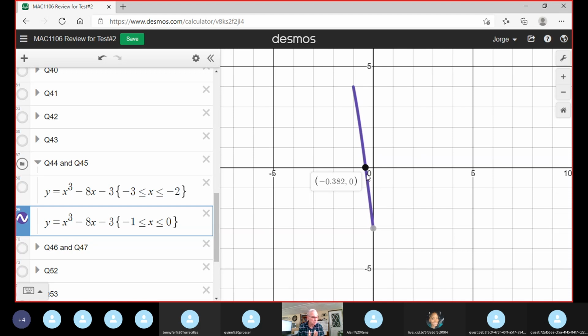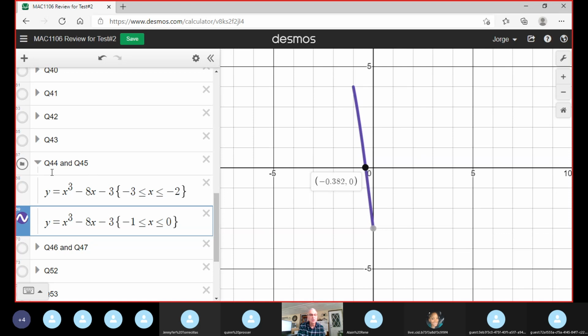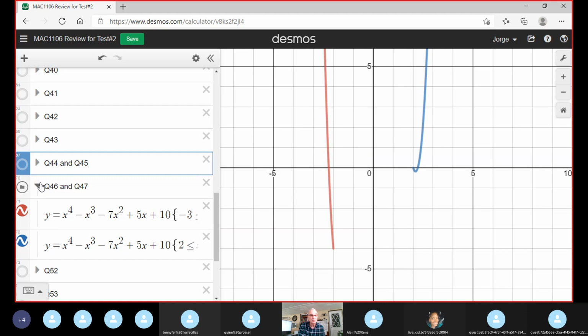Okay, clear or confusing? Likewise or similarly, 46 and 47. Do you want to explain or no? 46 and 47. Yes. Okay. So, you know, this kind of problem, Sean, it's impossible to do by hand. And the only possibility we have is using the calculator.